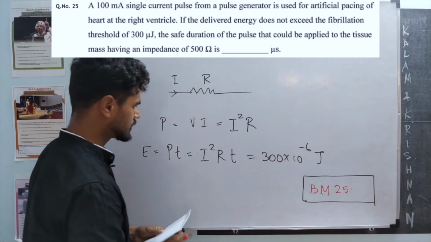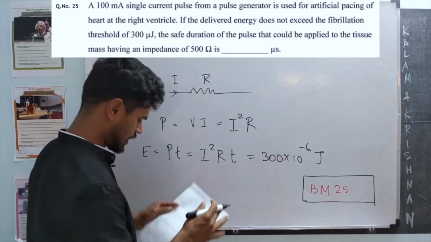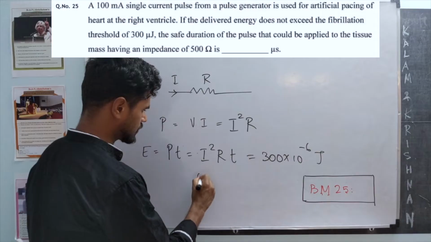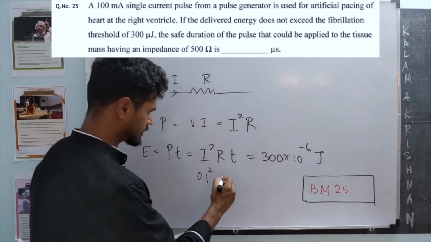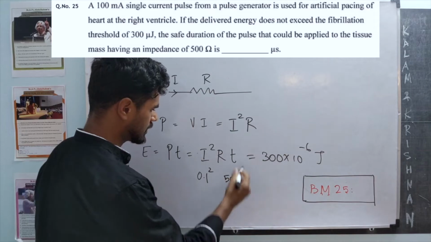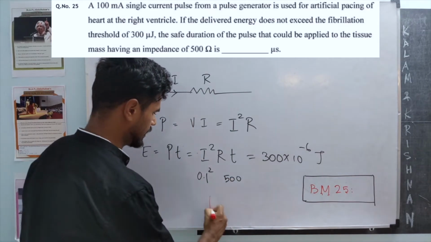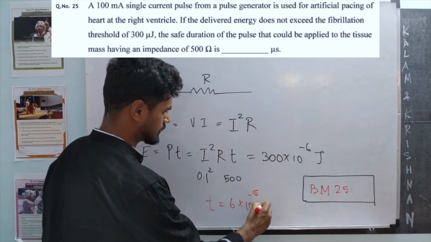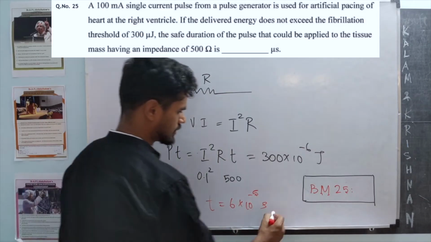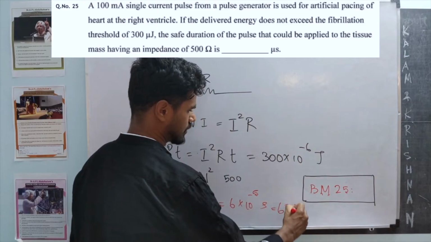I is 100 milliamps, so it's 0.1 squared, and R is 500. Plug in these values, we get T to be 6 into 10 power minus 5 seconds, that is 60 microseconds.